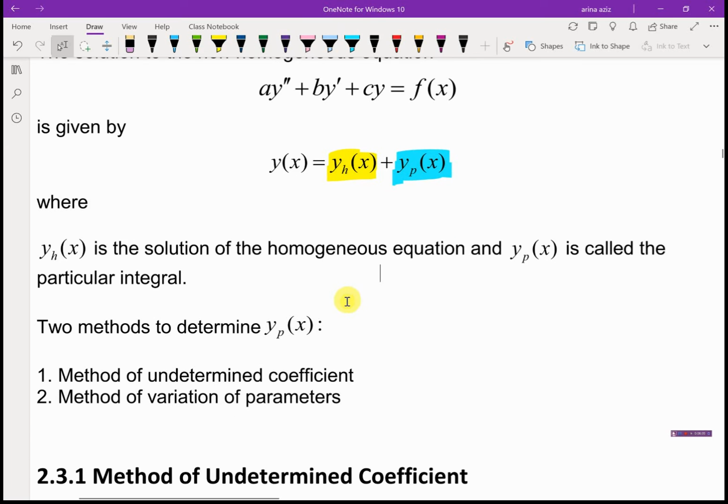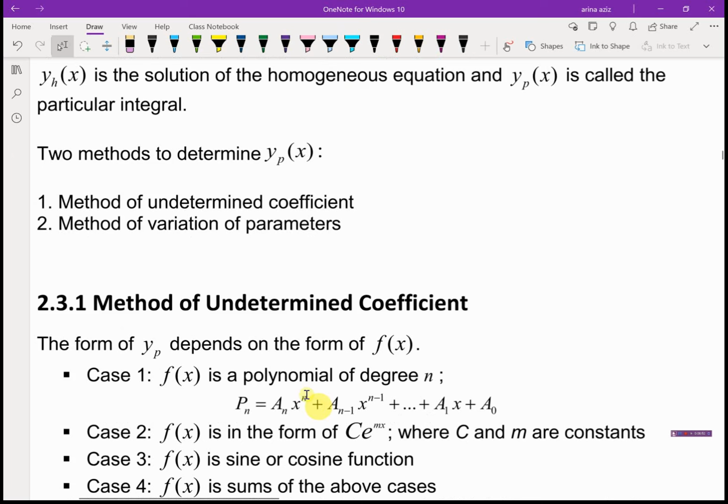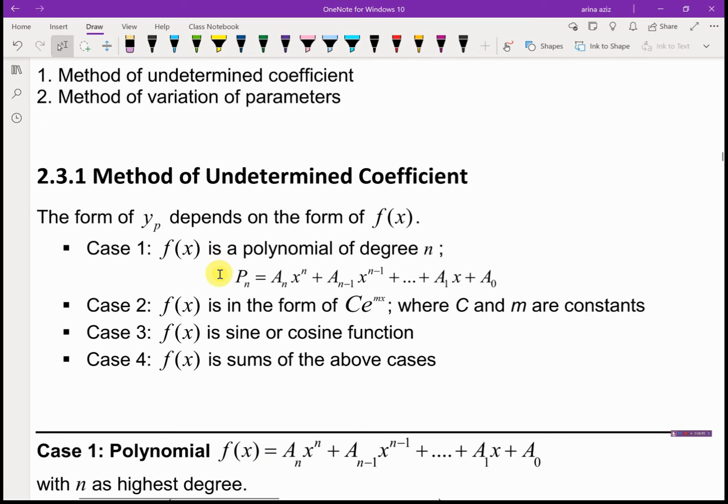There are two methods that we can use to determine the YP. The first method is the undetermined coefficient, and the second method is the variation of parameters. Now let's have a look at the first method, which is the method of undetermined coefficient.